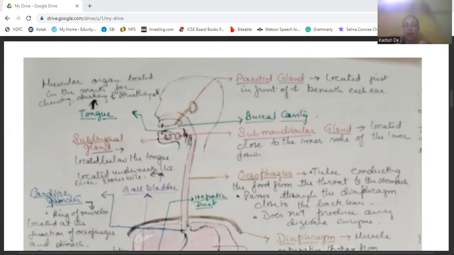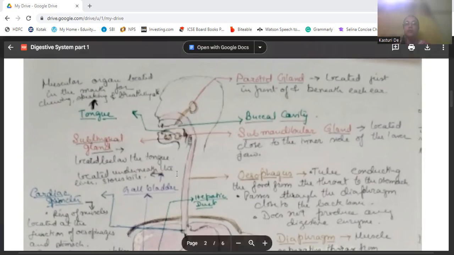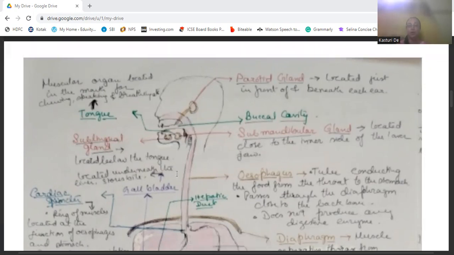This is the tongue, just above these two glands. What is the tongue? The tongue is a muscular organ located in the mouth for different functions like chewing, speaking, breathing, and mixing the food with the saliva. All these functions come from the tongue.